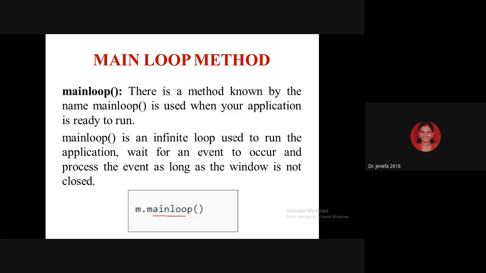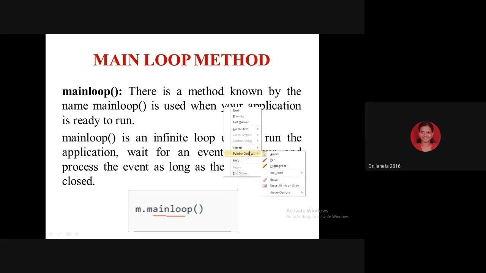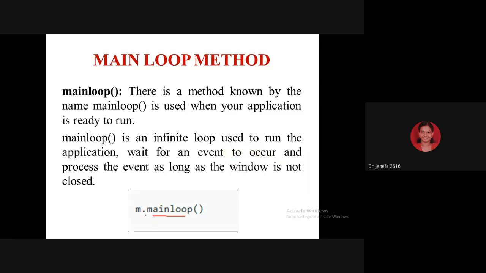But when the execution window opens, once the main window is open, this mainloop() is true. Once it is closed, this mainloop() becomes false. So it is the infinite loop which is used to run the application till the window is closed. Fine. So how can we use this mainloop() function?